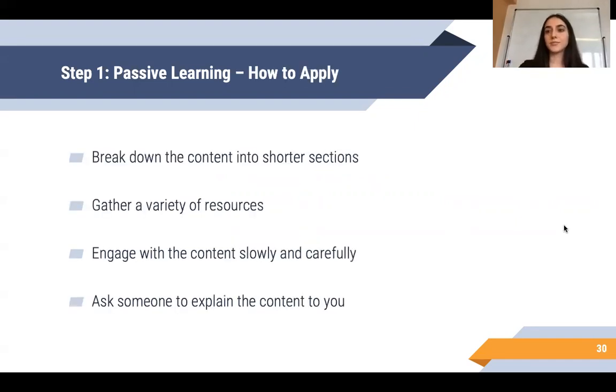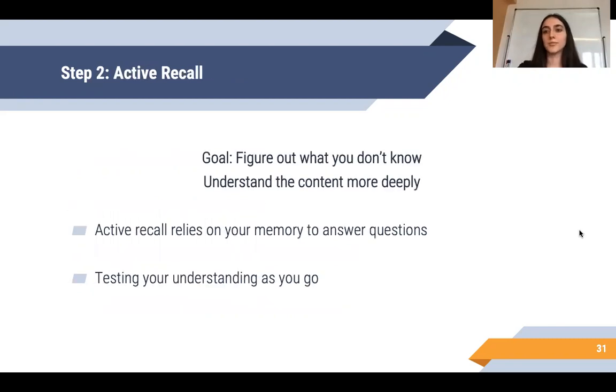So how do you apply passive learning? You break down the content into short sections, because if you try to learn all of it at once, you're going to overwhelm yourself. Gather a variety of resources. That could be textbooks, videos, your teacher explaining it to you also is a resource. And engage with the content slowly and carefully, and ask someone to explain it to you if you still don't understand it. So that could be a teacher or a tutor, preferably not someone that is learning it now with you, but someone that already knows it.